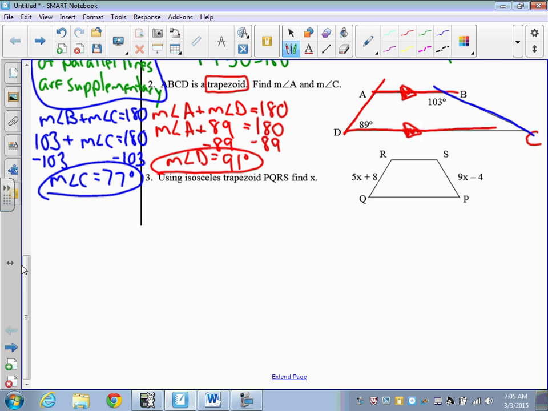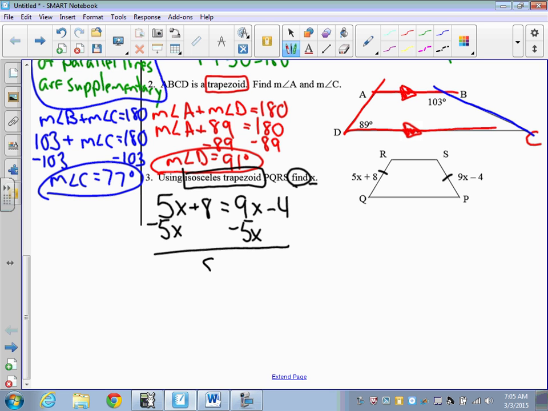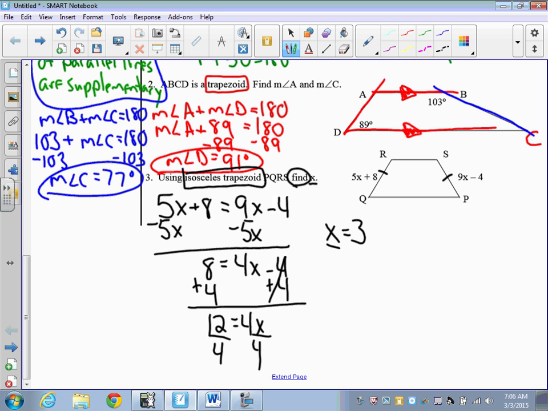The last problem here says we have an isosceles trapezoid. Using isosceles trapezoid PQRS, find X. Well, we know that isosceles trapezoids have legs that are congruent. So we have 5x plus 8 is equal to 9x minus 4. And it's just a simple algebra problem. So we do all of our steps. And we get x is equal to 3. We'll have some more practice in class on isosceles trapezoids.